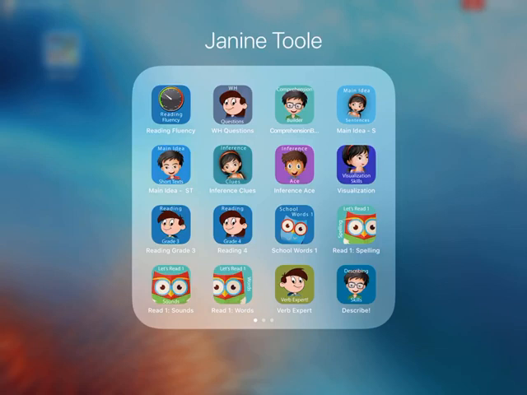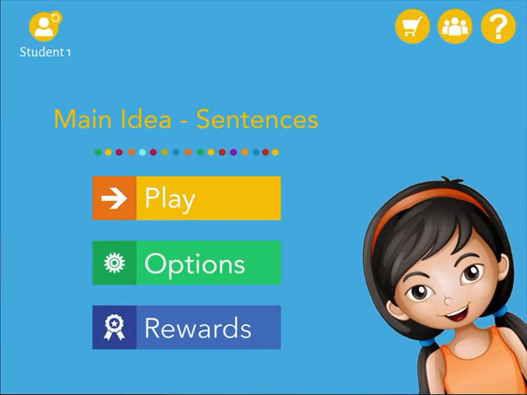The next one we're going to look at is main idea. So they have main idea sentences and main idea short text, which are around about the same thing. So we're just going to have a look at the sentences one.